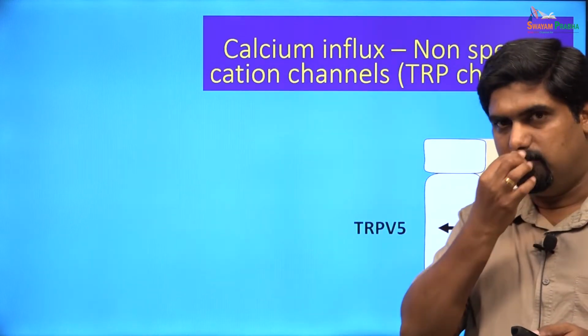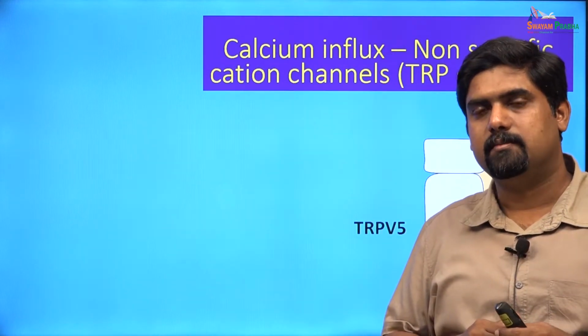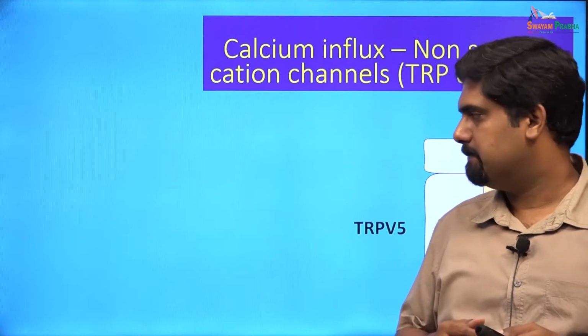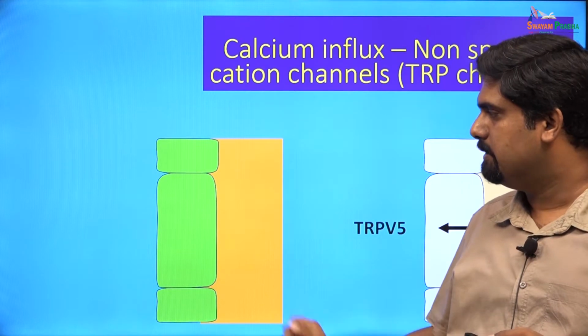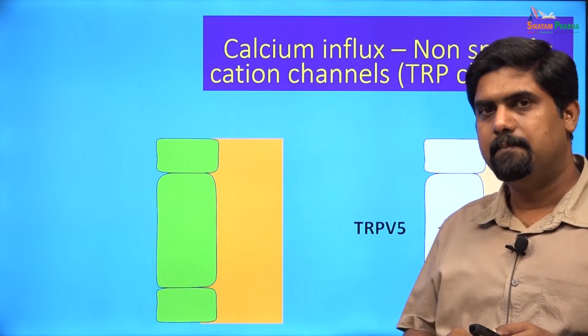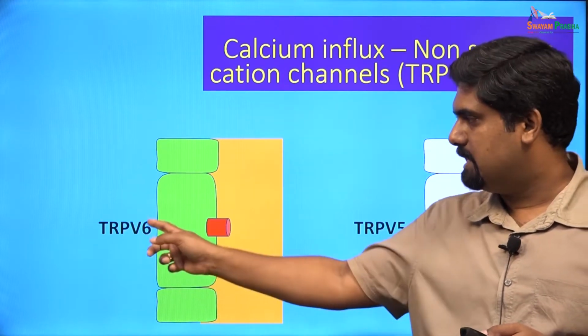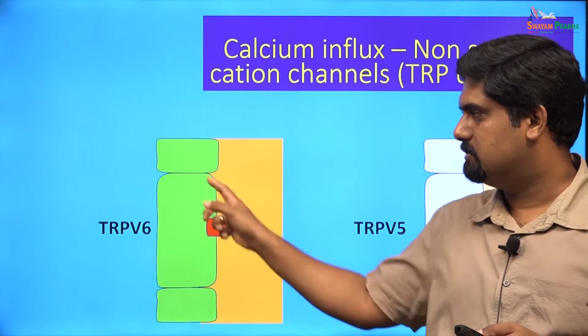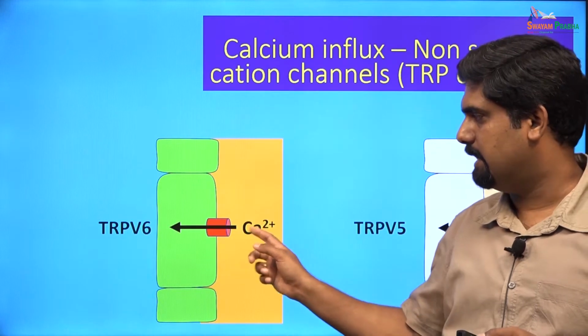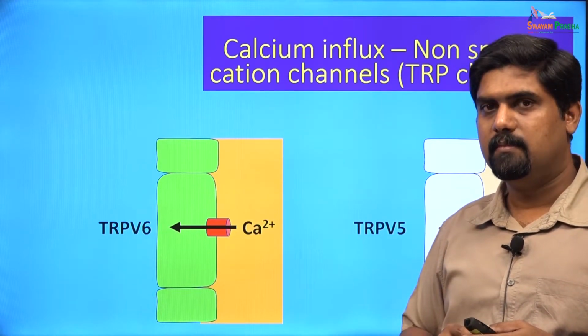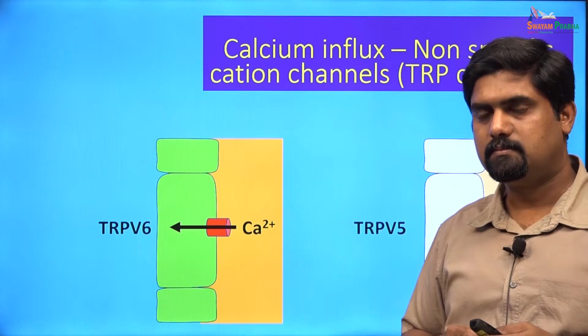Vitamin D is also important for the reabsorption of calcium from the intestine. Here we can see an intestinal epithelial cell. This is the lumen. So, under the influence of vitamin D, TRPV6 channels are inserted on the apical surface of the intestinal epithelial cells. Here again they cause calcium influx into the cell and calcium absorption.